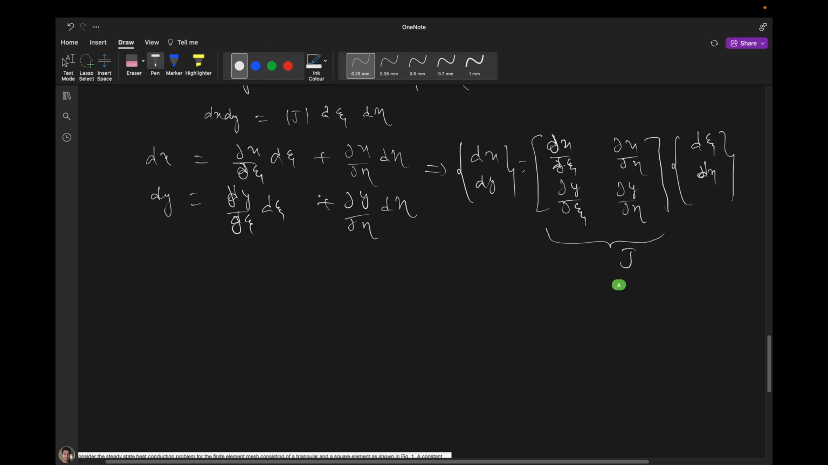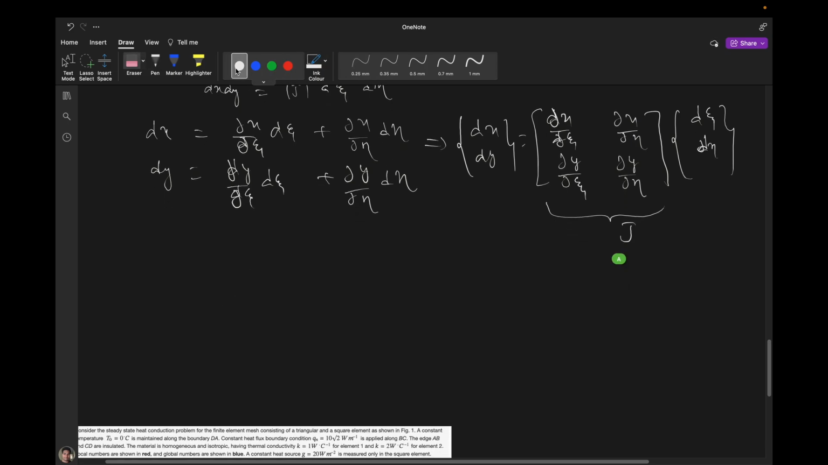But the main thing is we don't need this. What we need is to get d xi d eta after converting dx dy. We want to convert the dx dy vector into d xi d eta, and it's a very straightforward thing.